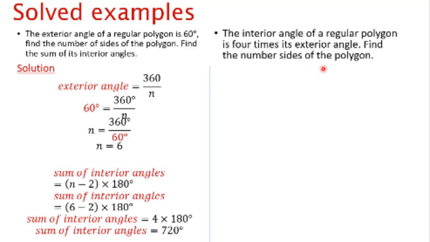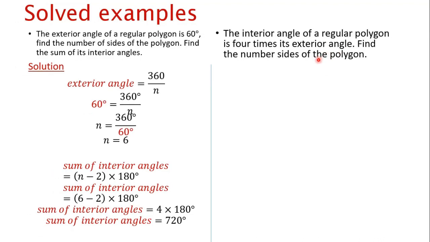What this means is, if we get the exterior angle and multiply it by 4, we get the interior angle. So the interior angle is 4 times the exterior angle. We know the formula for finding the interior angle, which is (n minus 2) multiplied by 180 degrees over n. And we know the exterior angle as 360 over n.